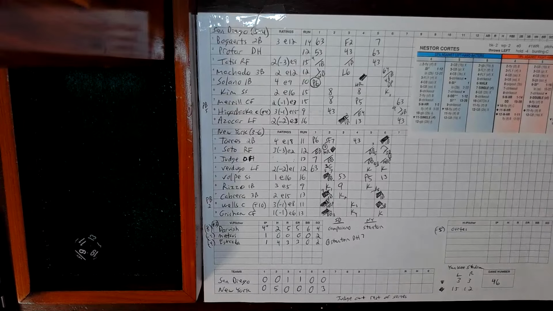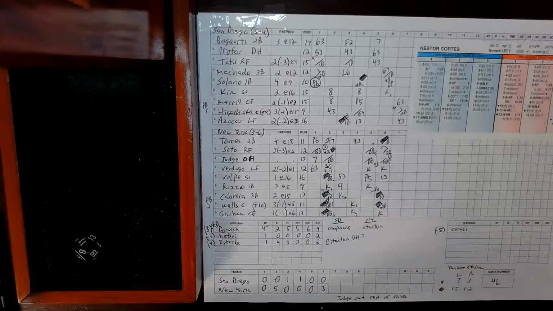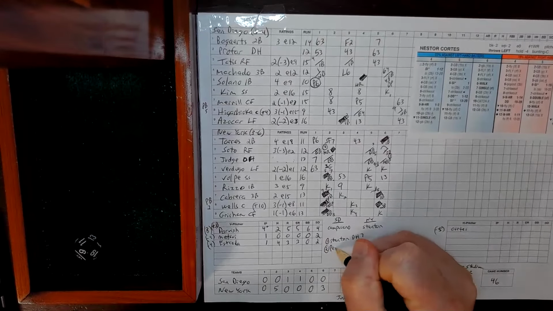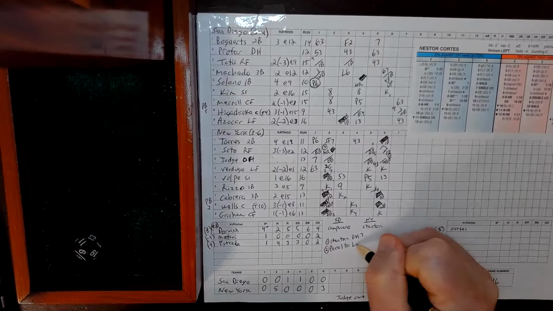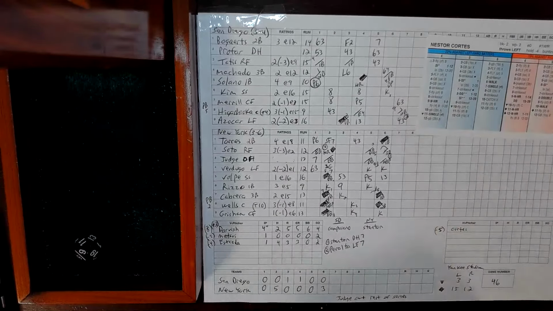So the Padres will need a new left fielder going forward, and it looks like they will bring on Peralta. David Peralta is the new left fielder. So Peralta will take over in left in the 7th inning. All right, so Higashioka is at third.